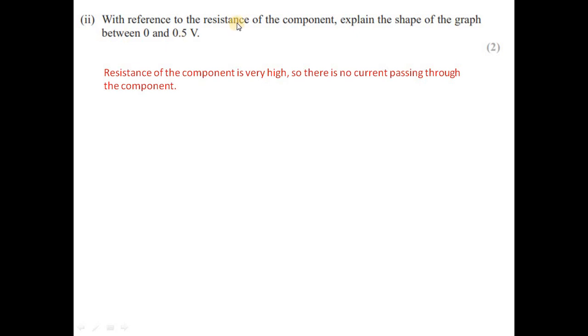In fact, this is a graph of a diode. If you see in a diode, this is the voltage and this is the current. Initially, if you keep increasing the voltage, the current does not increase, but after some critical value of voltage, the current rapidly increases. So this is the behavior of a diode. In fact, the component was a diode.